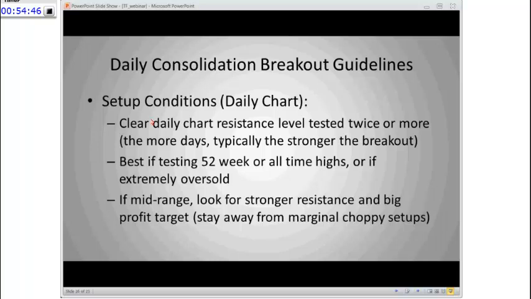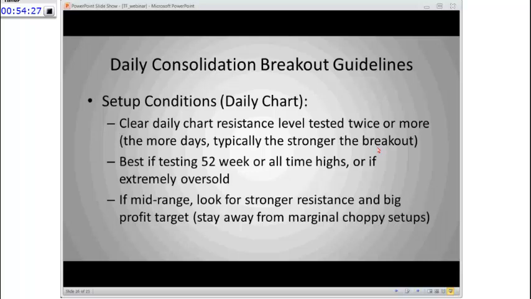And what I'm looking for here is a clear resistance level that's tested twice or more. So basically the more days, typically the stronger the breakout's going to be. And we want something that's rising with higher lows. So basically we're looking for a market that has multiple touches of resistance.